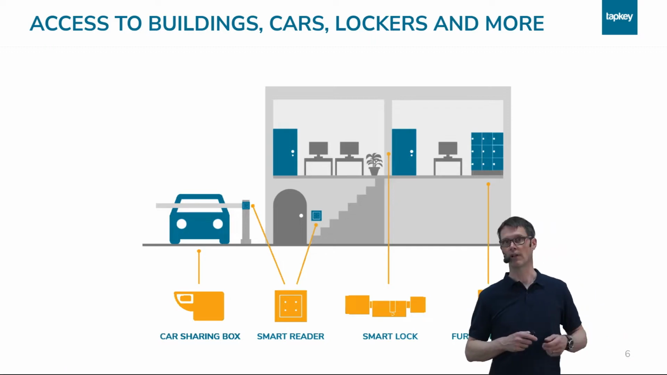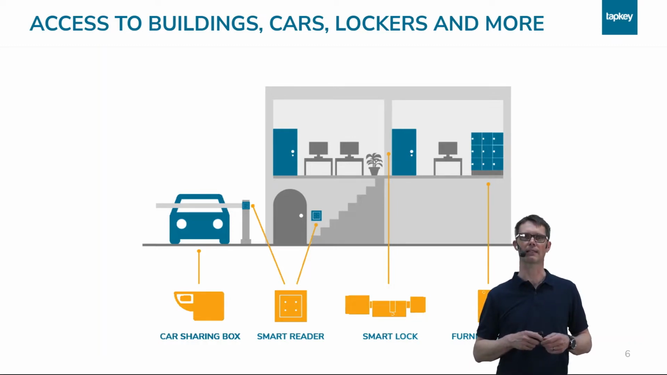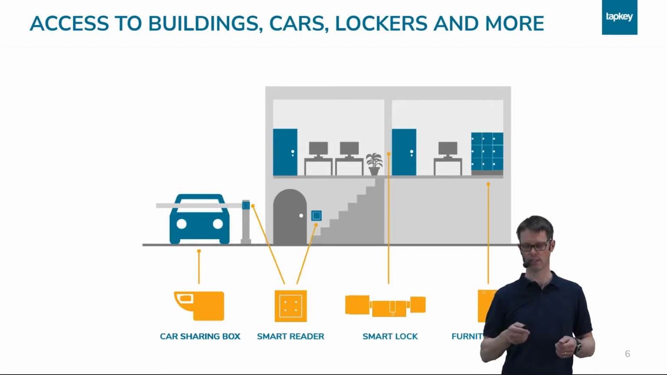But there are more advantages. With Tapkey, you can use hardware from different manufacturers to cover your use case. You have the freedom of choice when it comes to selecting the right access hardware. If you think, for example, of a co-working space where you need access to doors, furniture, boxes, or even cars, with Tapkey, this is all possible.